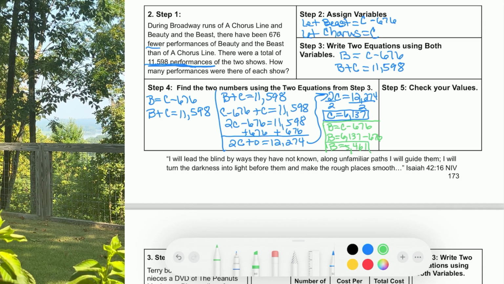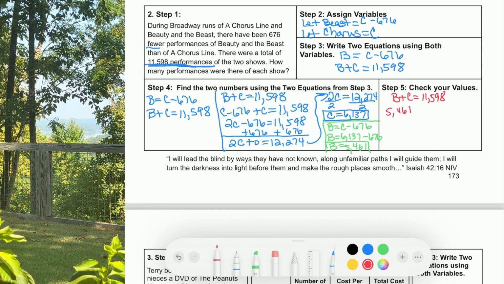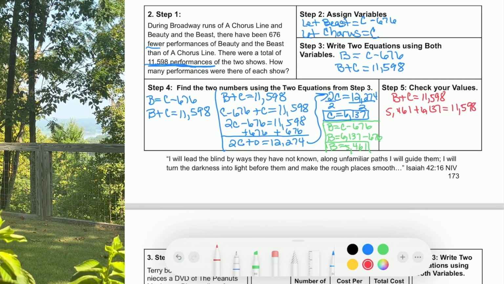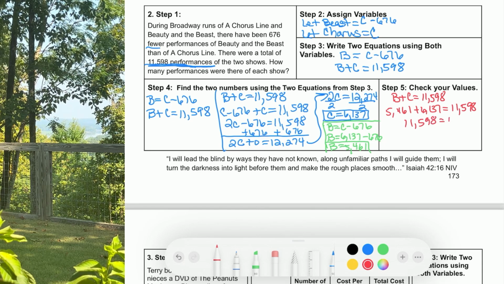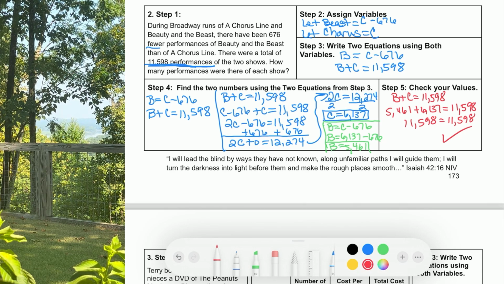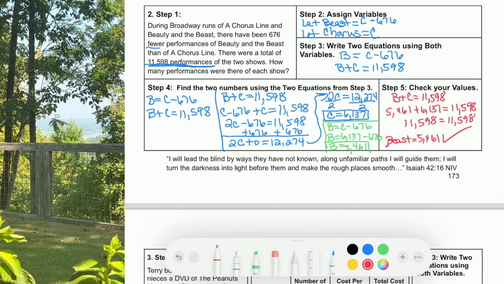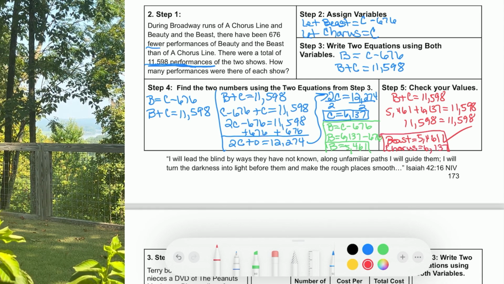5,461. I now have my two values, but we need to check our answer. So I'm going to come up over here. I have B plus C equals 11,598. Plug in my values, 5,461 plus 6,137. That does give me 11,598. So we have in fact found our correct answers. Now don't forget, you need to list your answers. Beast equals 5,461. Chorus equals 6,137. These are my answers.